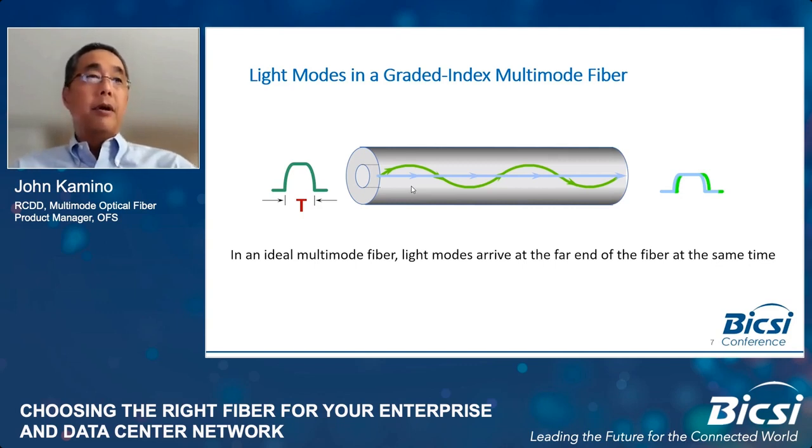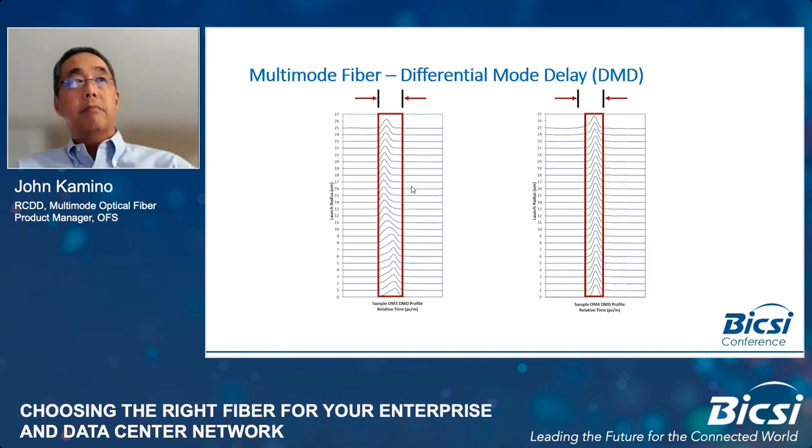Unfortunately, as we all know, there's no such thing as every fiber being perfect, and there is some pulse spreading. So you start out with a pulse width T, and then at the detector, you'll see a pulse width that's slightly wider, or KT. We measure how well we're able to grade the index of that fiber using something called differential mode delay. We measure that by injecting light at different spots along the core in 1 micron steps, beginning at the center and stepping out to the core clad interface.